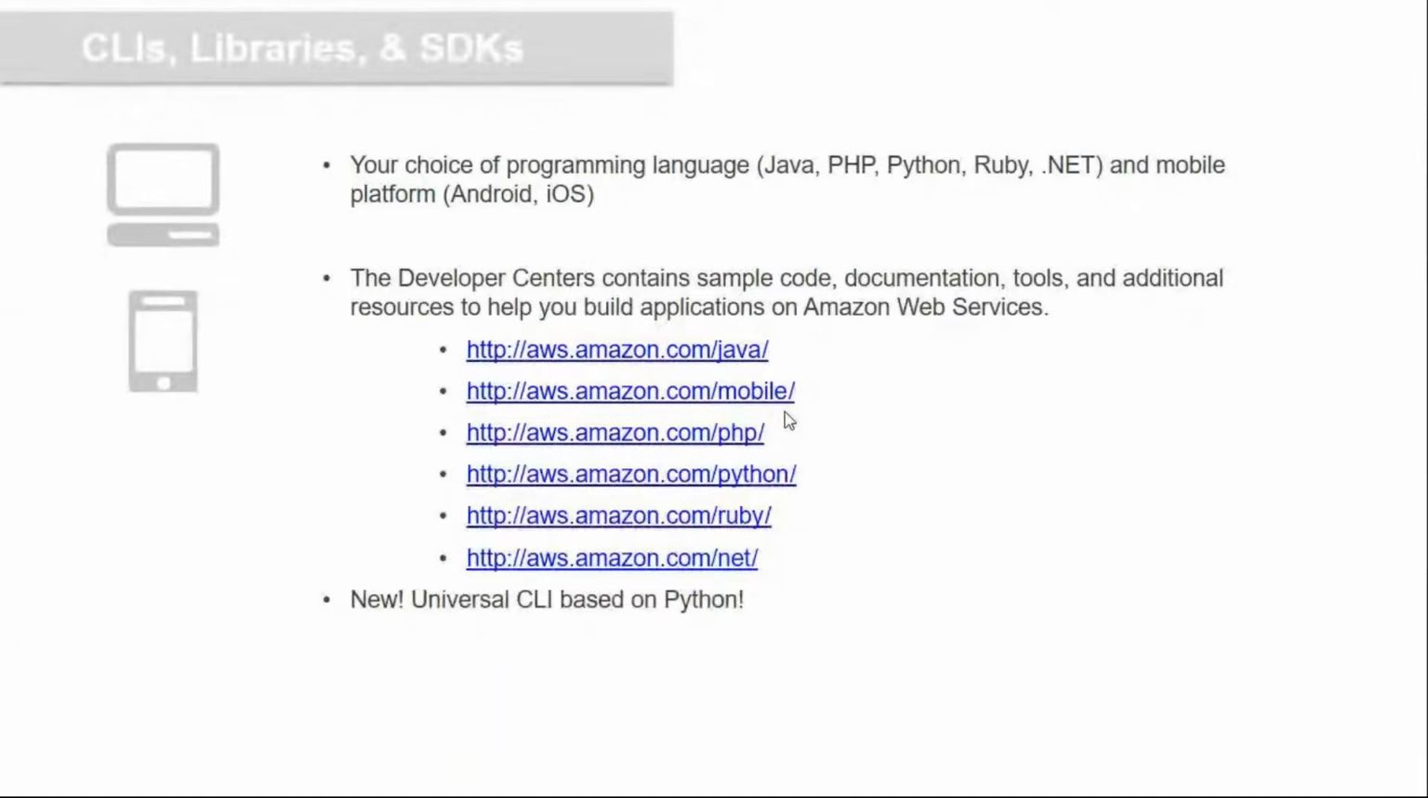CLI, libraries and SDK. So you can choose your choice of programming language: Java, PHP, Python, Ruby, and all are supported in the cloud. So there are many other ways we can control our EC2 resources from different languages.